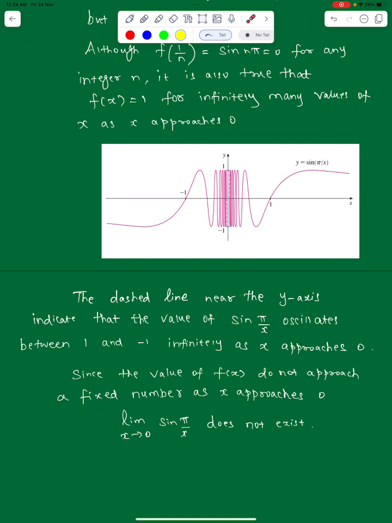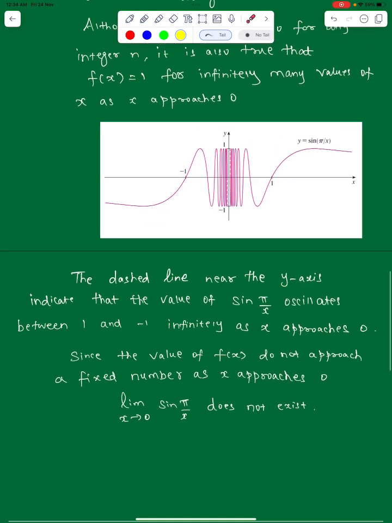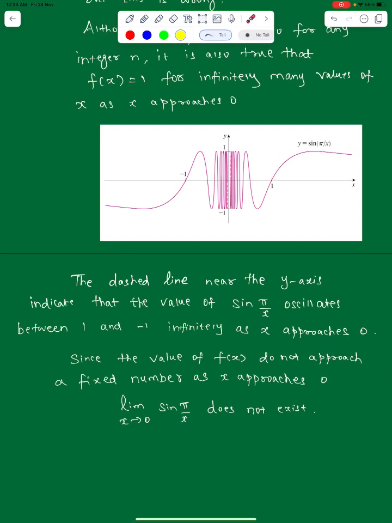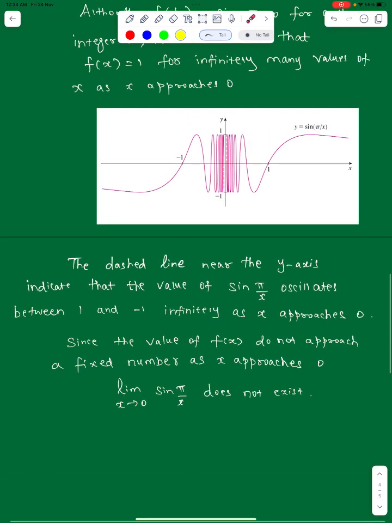I hope this example gives you a better understanding of how we approach the problem, before getting into the formal definition. So I hope this is very clear for you.